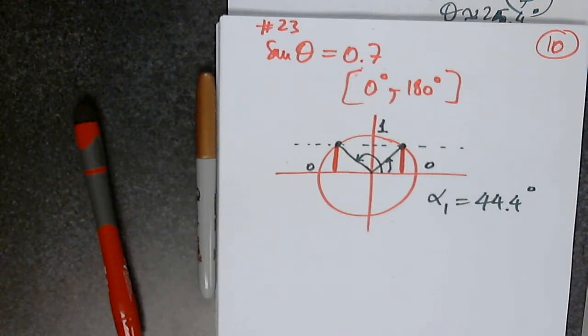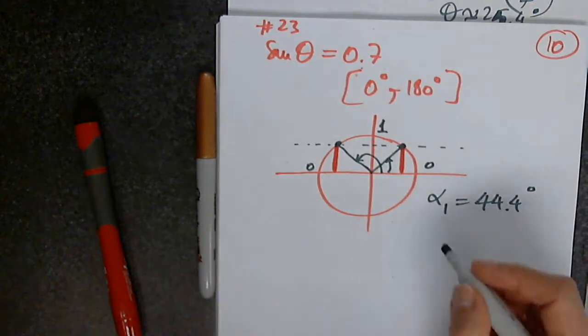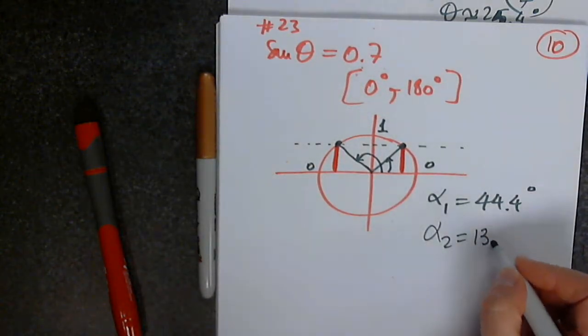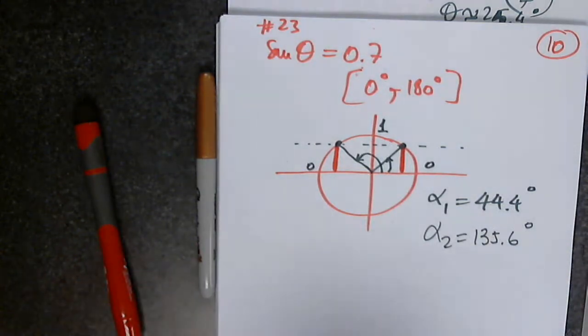Doesn't it have to be the same? 44? Oh, so it's 44 minus 180? 180 minus 44. Oh, yeah, that's what I meant. Exactly. It has to be the same, right? Otherwise, the sine would not be 0.7. So 180 minus the previous answer, not the previous entry, sorry, and I got 135.6. So my alpha 2 is 135.6 degrees.